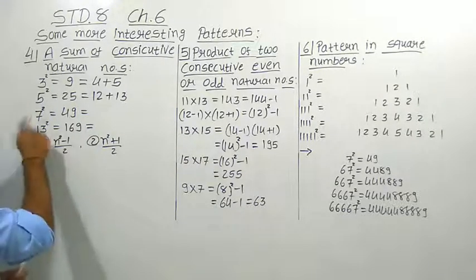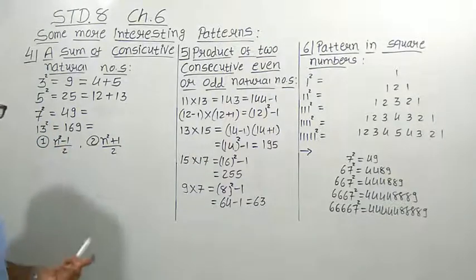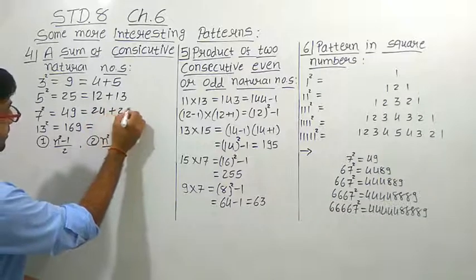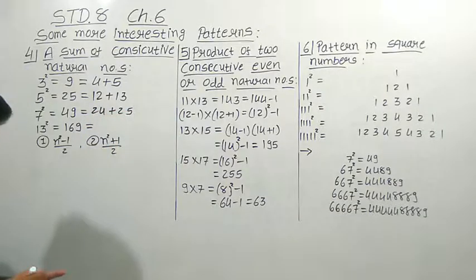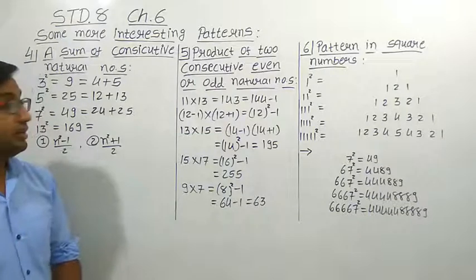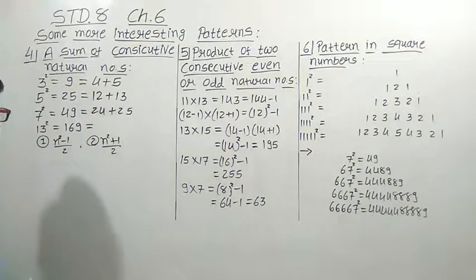In the same way, 7 square is 49. And think, which two consecutive numbers if we add, we get 49? If we add 24 and 25, the addition of these two consecutive numbers is 49, and it is the square of 7. So how can we know which two numbers, if we add, we get the perfect square number? Okay, so let us take one more example.